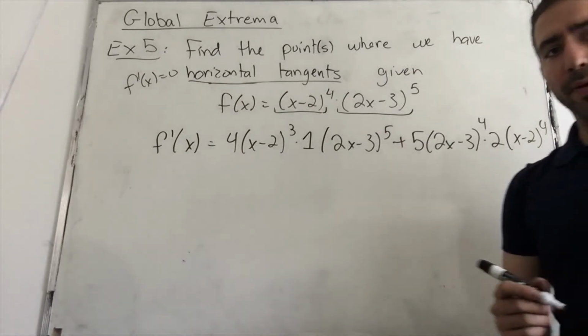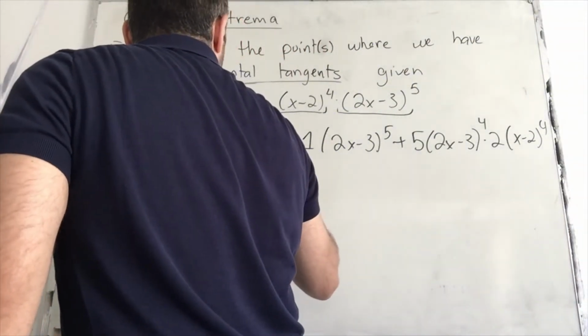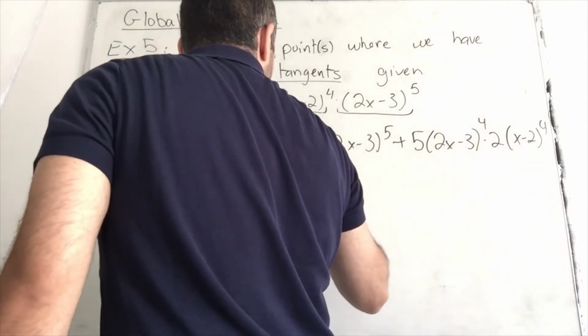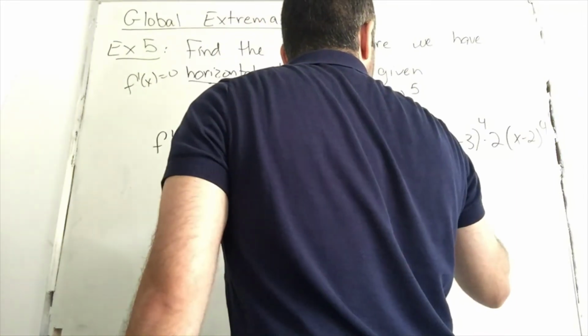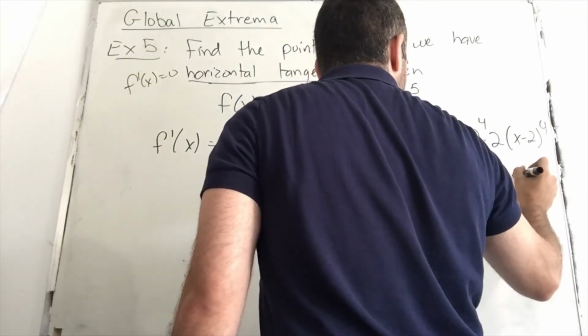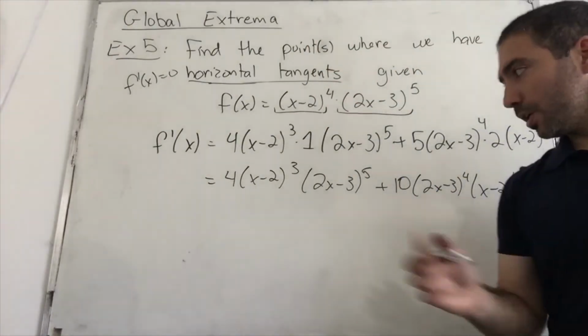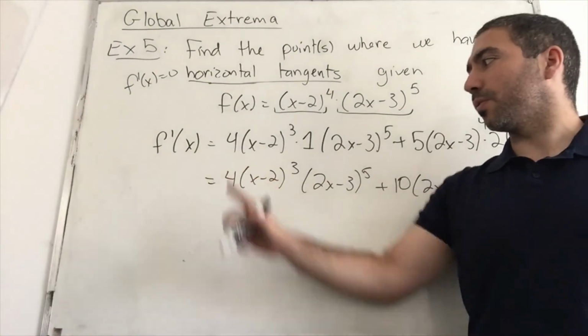Let's go ahead and simplify this. So we can rewrite it as 4 (x minus 2) cubed (2x minus 3) to the 5, plus 10 (2x minus 3) to the 4 (x minus 2) to the 4. Okay. So we got this by simplifying. I just took the 2 and the 5 and multiplied them, the 4 and the 1 multiplied them, and that's it.